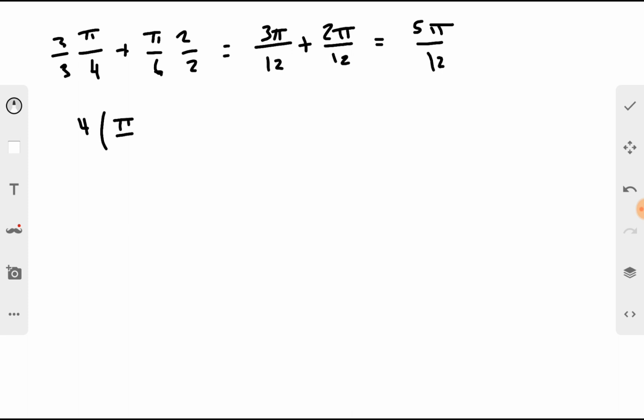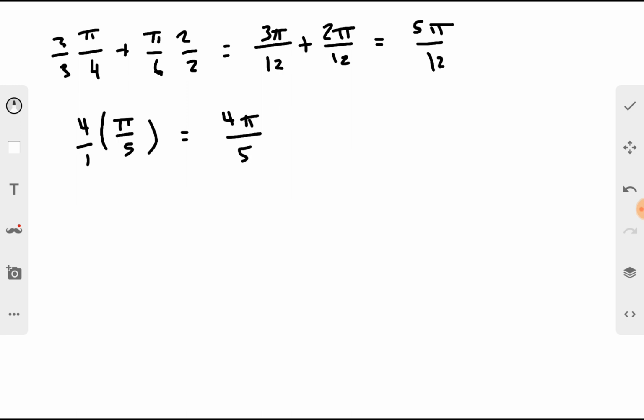Okay, and then this came up in the classwork, if you have something like 4 times pi over 5, okay, that's multiplication. Remember, you multiply numerator and denominator, so this is really the same as 4 over 1 times pi over 5. So we're going to have 4 times pi over 1 times 5, and that's going to be 4 pi over 5.